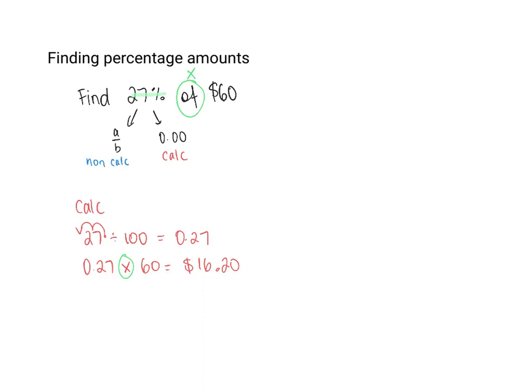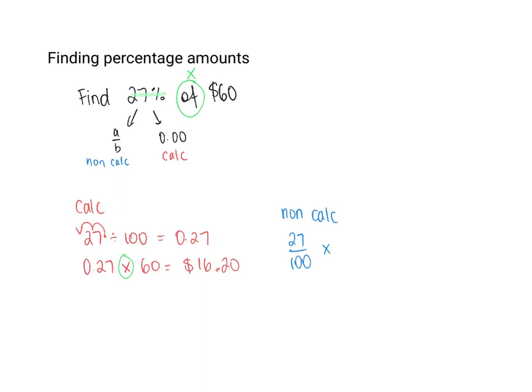So non-calculator, working with fractions instead. The first thing I would do is convert that percentage into a fraction. Again, referring to the flow chart, to convert a percentage to a fraction, you put the percentage over 100. So we would do 27 over 100. Again, of means times, so we would do times. Now 60 doesn't really help us when we're working with fractions. When you're doing operations with fractions, make everything a fraction.